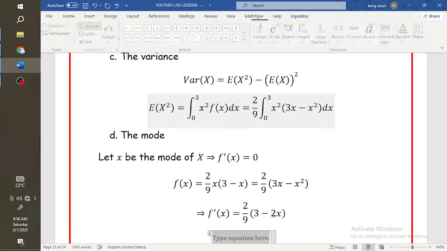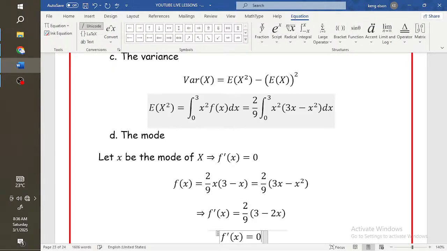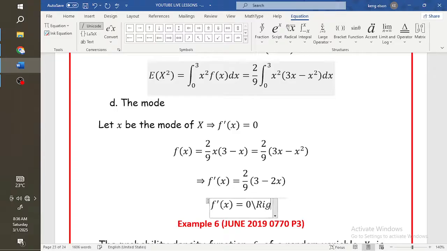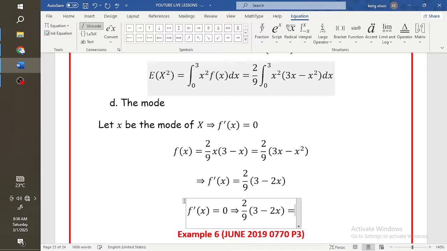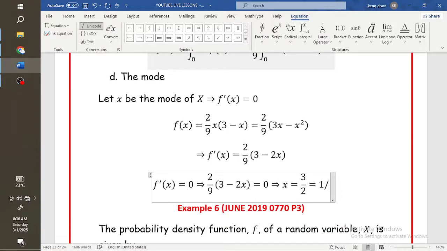Sorry. So f prime of x equal to 0, what does it mean? It means that we have 2 over 9 into 3 minus 2x is equal to 0. So from here, x will be equal to 3 divided by 2, 1.5. So my mode is 1.5. So for x equal to 1.5, my probability is maximum. If you solve this equal to 0, you're going to have x equal to 1.5. So that is my mode of the continuous random variable x.